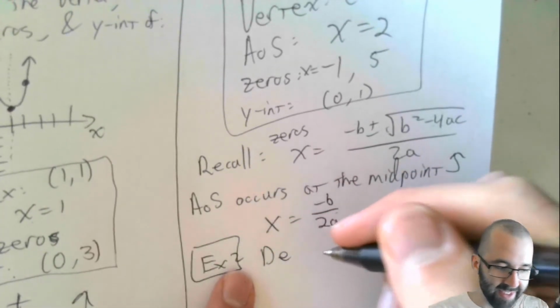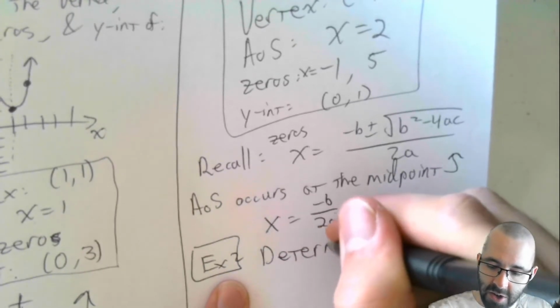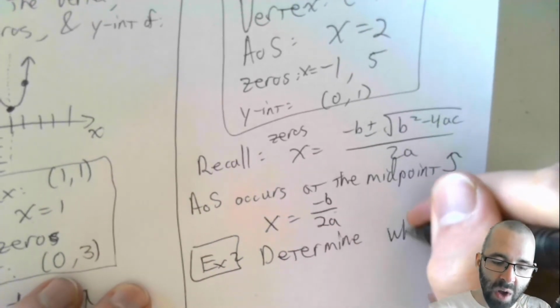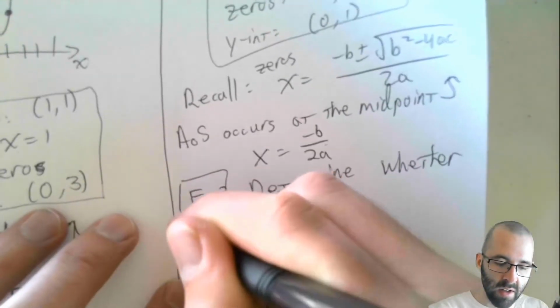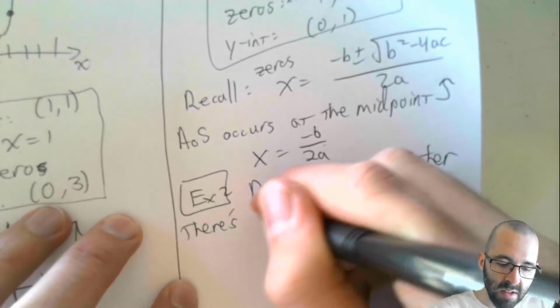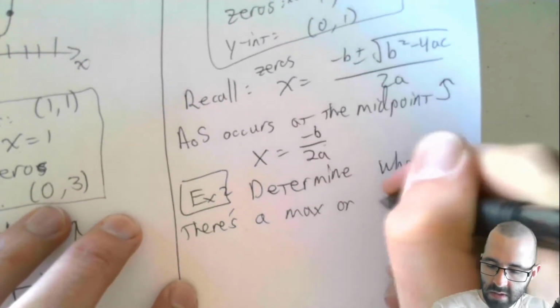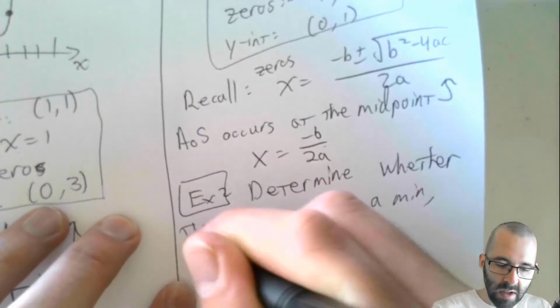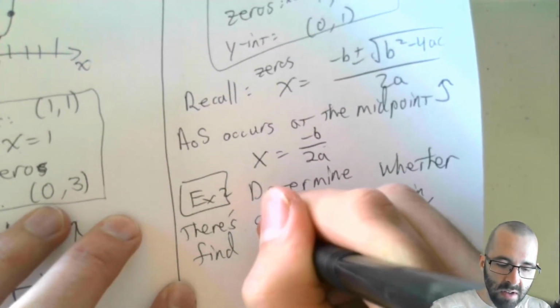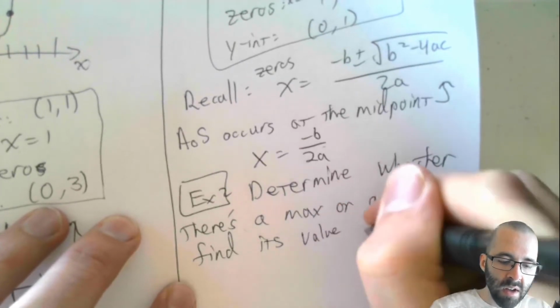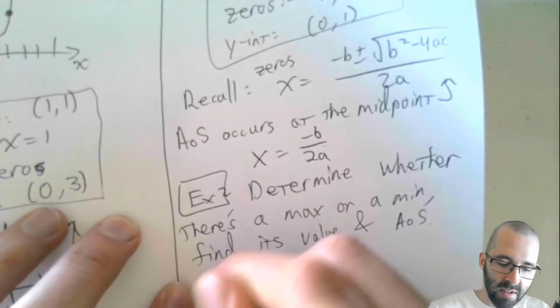Determine, that 2 got cut off. Determine whether there's a max or a min. Find its value. And the axis of symmetry.